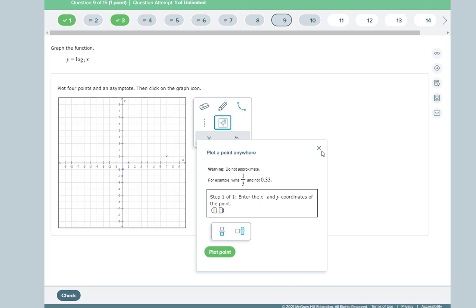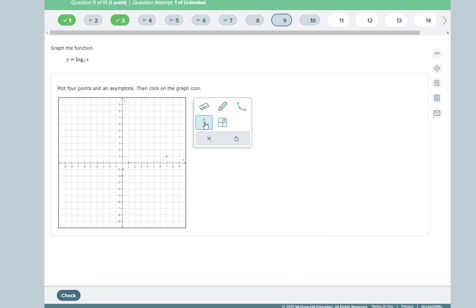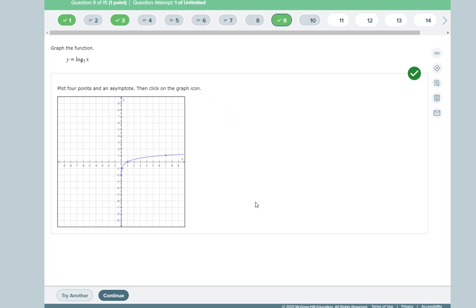I also need to plot my asymptote, which is on the y-axis, because I don't have any values going over to the left side, because again, it's the inverse of our exponential function, which didn't have any values going below the x-axis. All right, so I'm going to connect the dots, and it already has my 4 points drawn perfectly, and so we just connected them. And I check, and we got it.